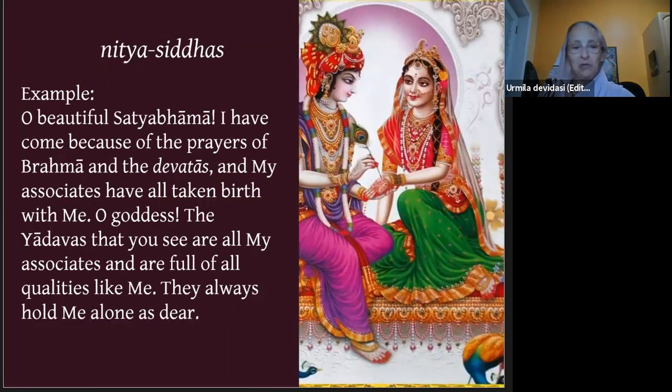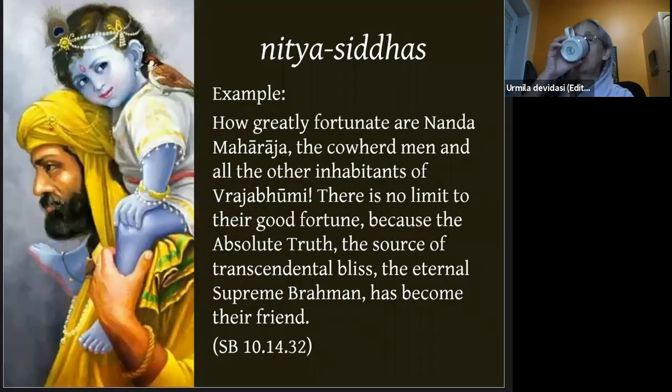All right, so we have evidence given by Rupa Goswami, where Krishna says, "O beautiful Satyabhama, I have come because of the prayers of Brahma and the Devatas, and my associates have all taken birth with me. O goddess, the Yadavas that you see are all my associates and are full of all qualities like me. They always hold me alone as dear." Here we see different categories of associates. So there are the Devatas. Of course, we know when Krishna appears that sadhakas do also appear. And Satyabhama is a nitya siddha devotee. She's eternally Krishna's queen.